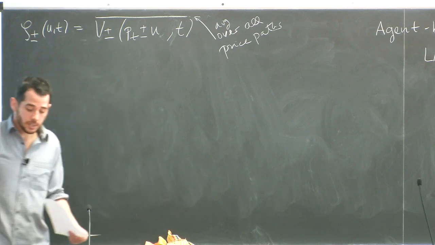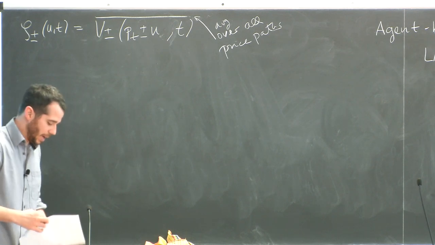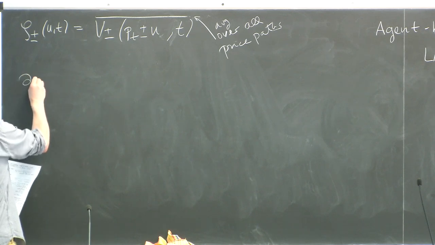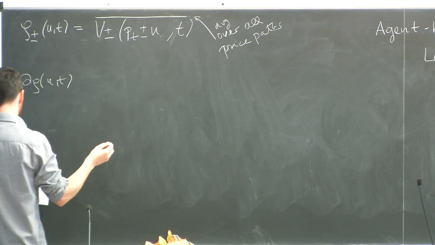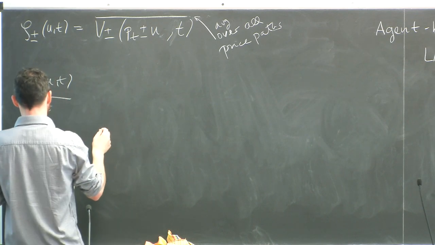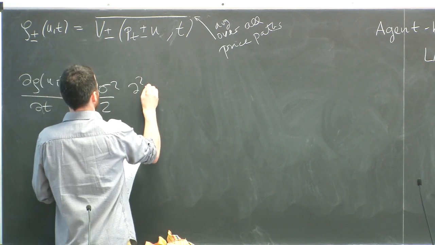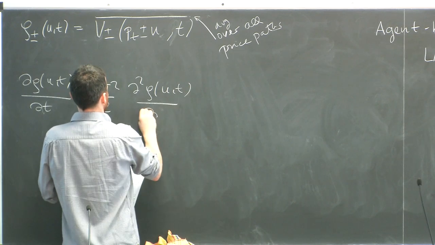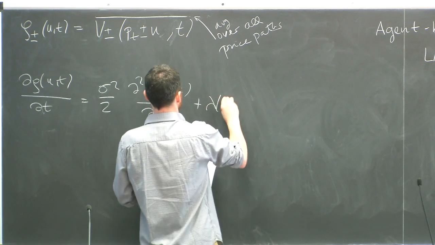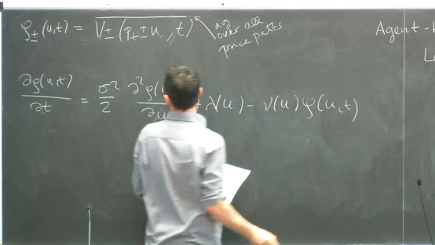So we can define the density in this way. You look at all the different paths and average over them, and you can write up a master equation for the dynamics. It's not too complicated. It will be something like this. I write it up and then we discuss.